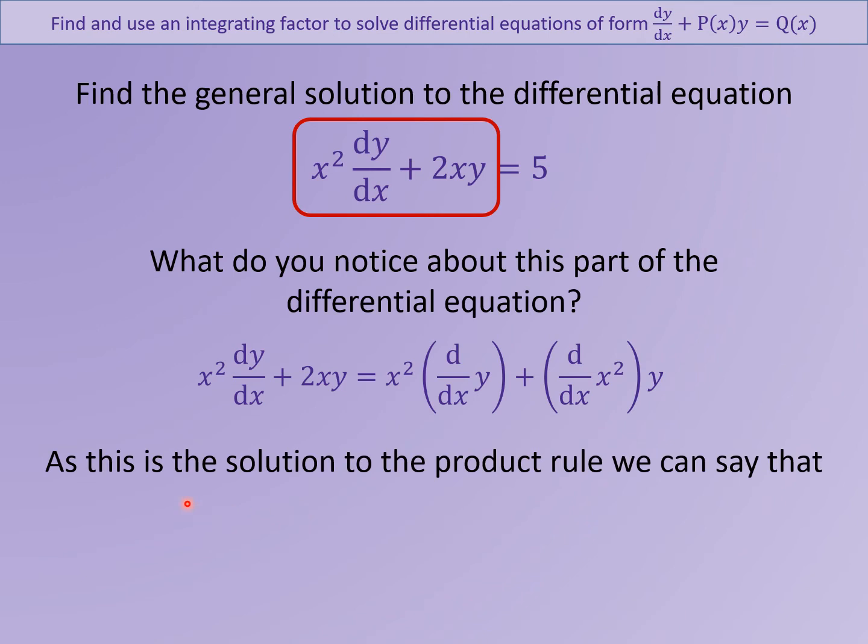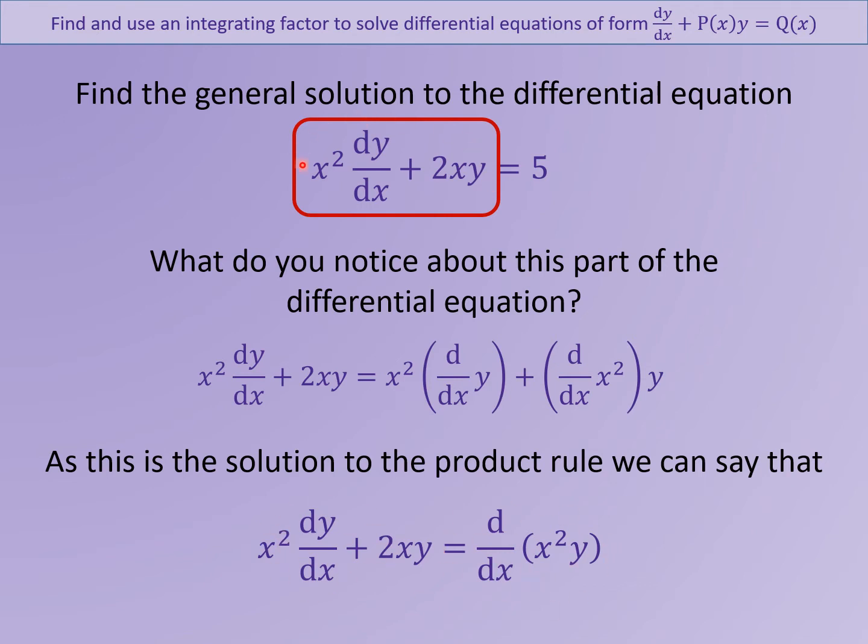So what we can do is we can rewrite this. Yes, we use the product rule to differentiate x squared y. So we can say that if we differentiate the function x squared y, we would end up with this function just here. And you've seen that recently with your implicit differentiation. When you implicitly differentiate x squared y, that is what we got. Now this is just in reverse.